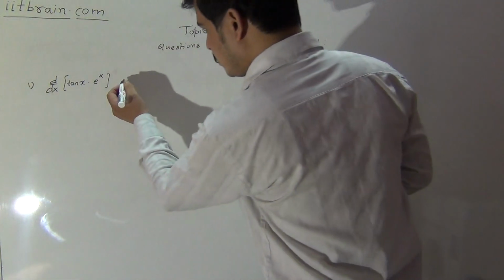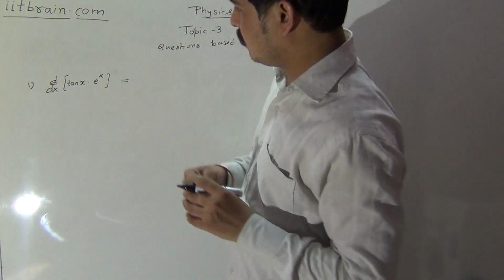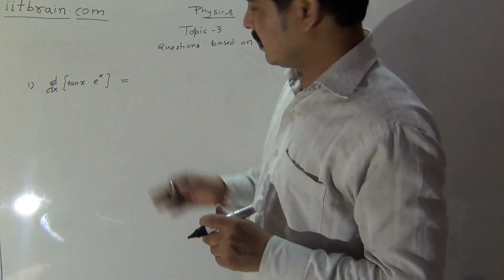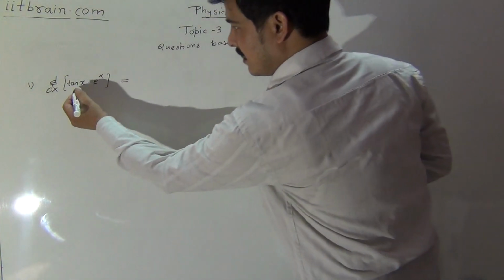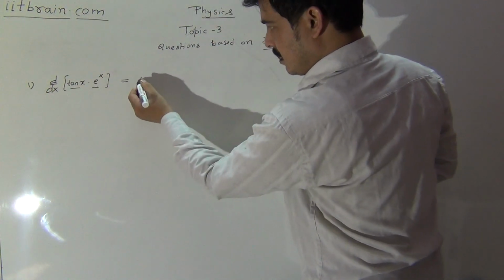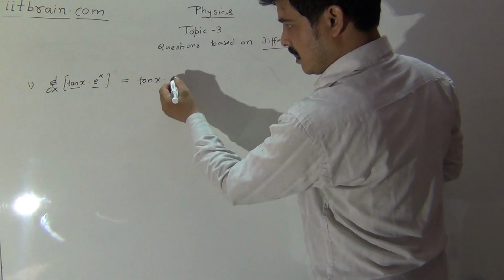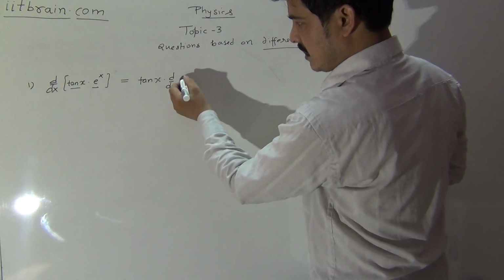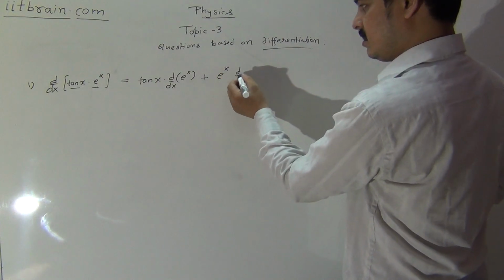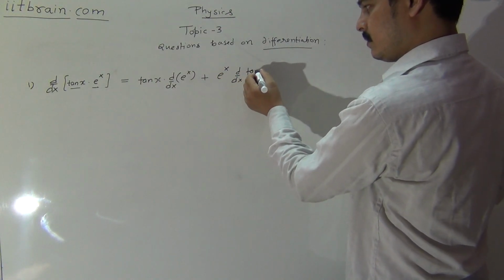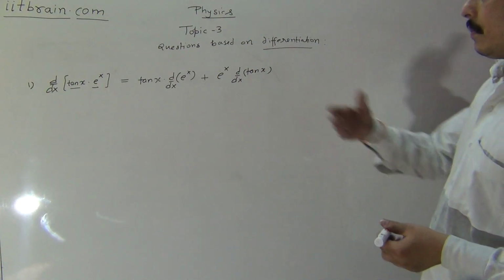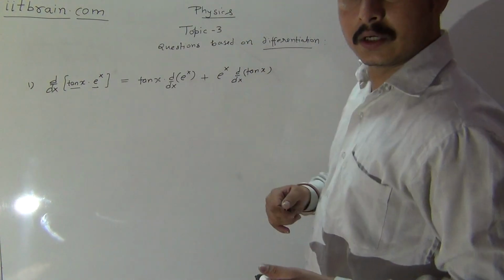Now by using these formulae and operations, if we solve d upon dx of tan x into e to the power x, then by the product formula we know that in case of product of two functions, differentiation will be first function into d upon dx of second function plus second function into differentiation of first function.